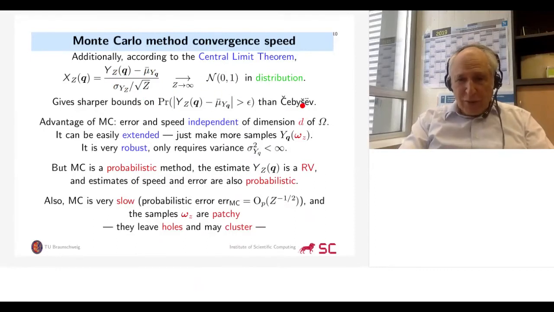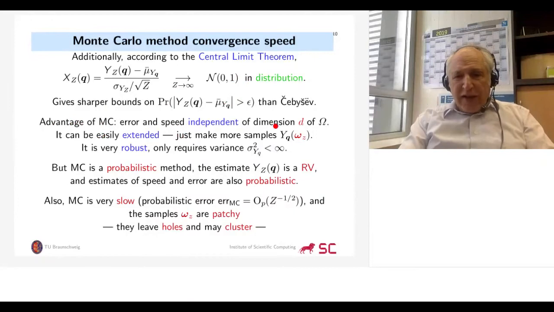than from Chebyshev's inequality, because now we know it's a Gaussian random variable. Okay. Good. So what are the advantages of doing the Monte Carlo method? You will see this later in the third lecture. The error and the speed are independent of the dimension. That's an advantage. All the other methods, we will see, have a dependence on how many dimensions you have.